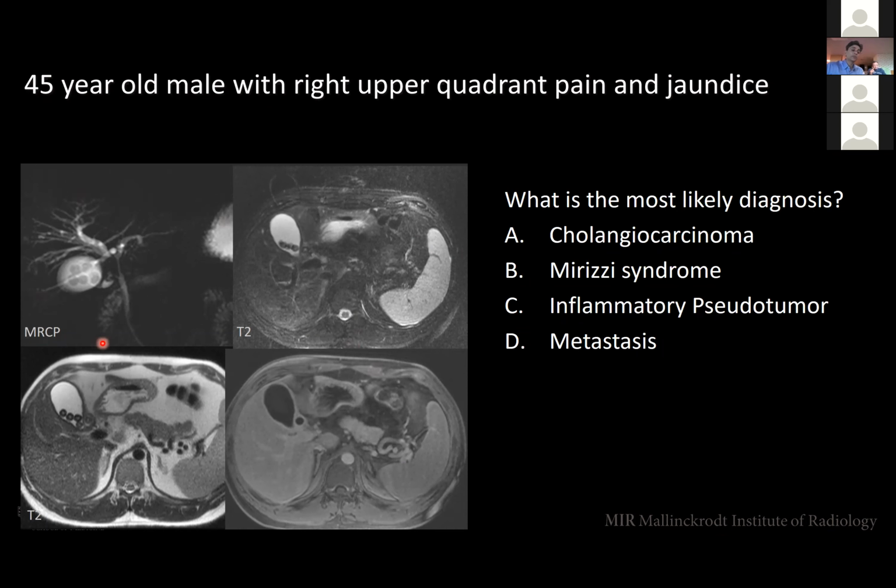You have an MRCP sequence that shows the biliary ductal dilatation. You have multiple gallstones here, and you see the gallstones right there. You have the extrahepatic bile duct. You see the narrowing of the bile duct in the common hepatic portion of it. And here you see the cystic duct.